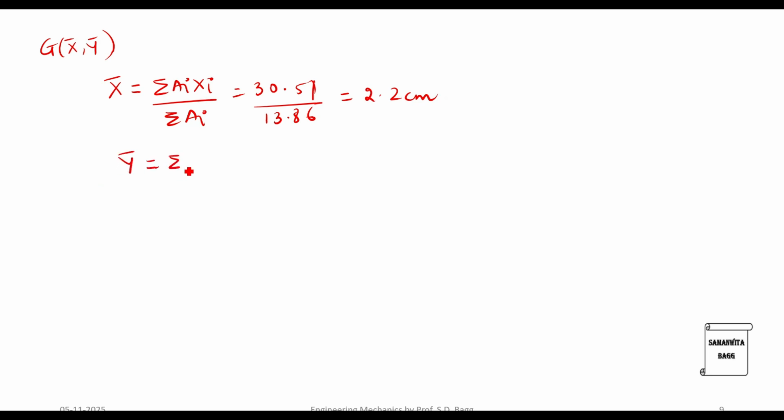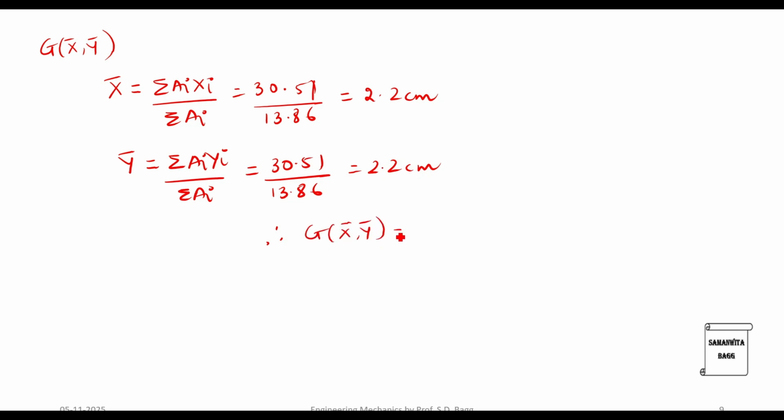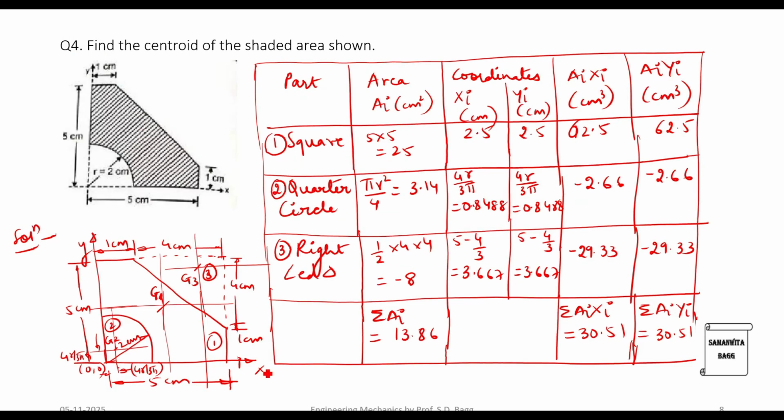Y bar is summation Aiyi upon summation Ai. This value is again the same, which is 2.2 centimeter. So therefore G, x bar y bar is 2.2 comma 2.2 centimeter. So let's go back and plot it. 2.2. If this is 1, little more than that, this is 2.5. So here is somewhere the position, and again over here. So this is my point G, x bar y bar.